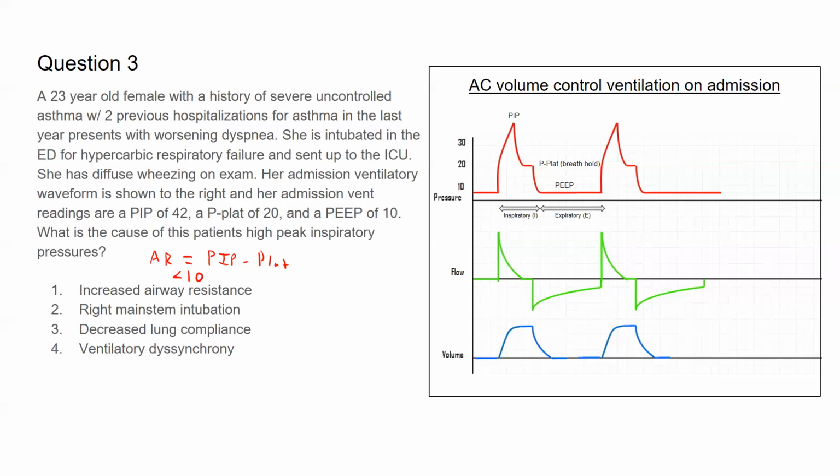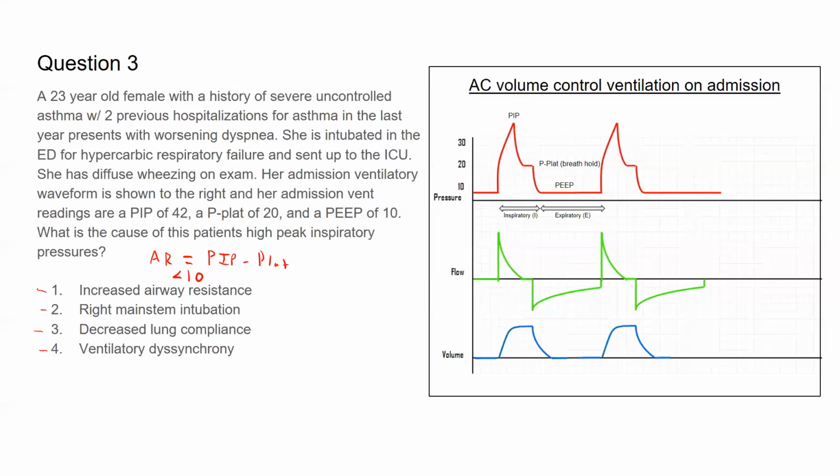So this is our third question. A 23-year-old lady has a history of severe uncontrolled asthma, 2 previous hospitalizations for asthma in the last year. She's presenting with worsening dyspnea. She's intubated in the ED for hypercapnic respiratory failure and sent up to the ICU. She has diffuse wheezing on exam. Her admission ventilatory waveform is shown to the right here, and her admission vent readings are a PIP of 42, a plateau of 20, and a PEEP of 10. What is the cause of this patient's high inspiratory pressure? Is it increased airway resistance? Right main stem intubation? Decreased lung compliance? Or ventilatory dysynchrony?